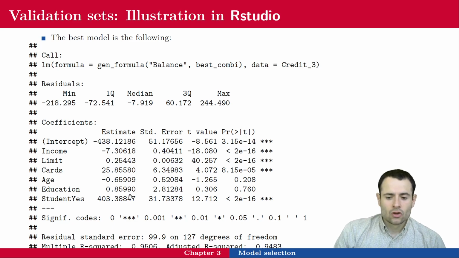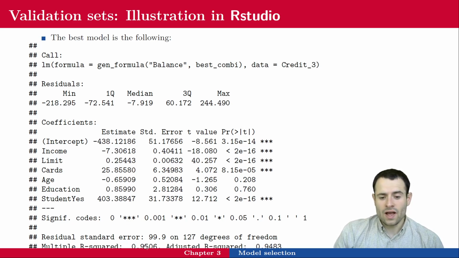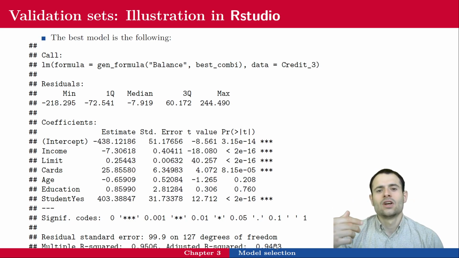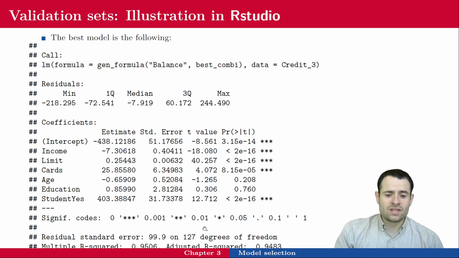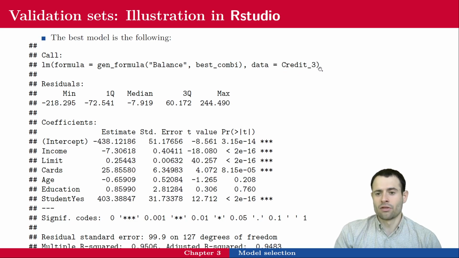Note that the multiple R squared is pretty big, 0.95, and the adjusted R squared, which is the one I talked about previously, is a bit lower. The idea is that it's a bit lower because it takes into account the number of variables that are being used. Since there are 6 variables and the data set is not that big, I believe it's 127 degrees of freedom. So we have 133 observations in this data set, which is a third of my original data set.